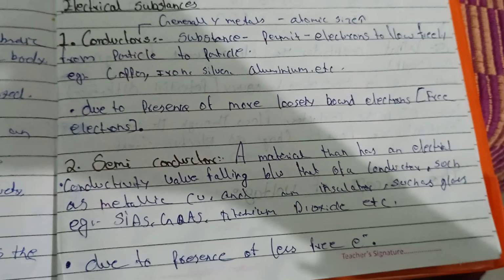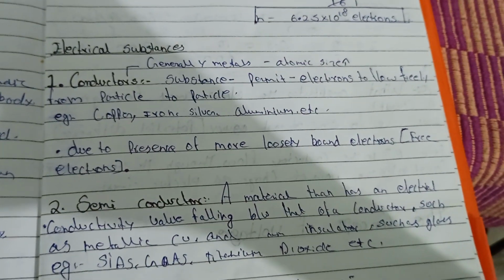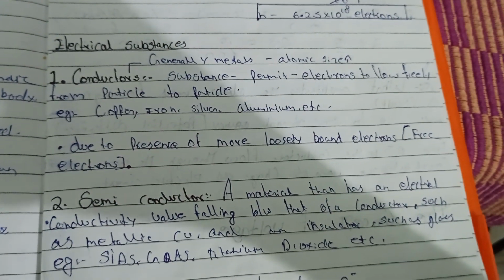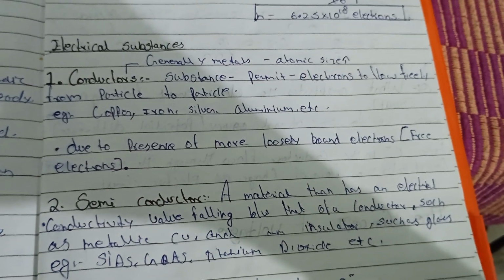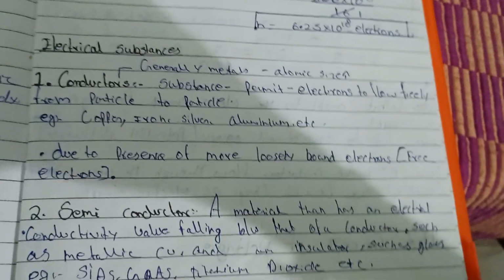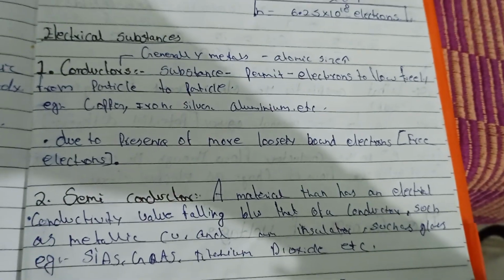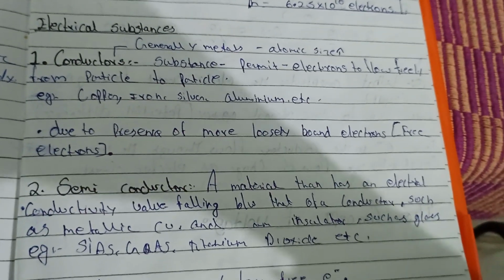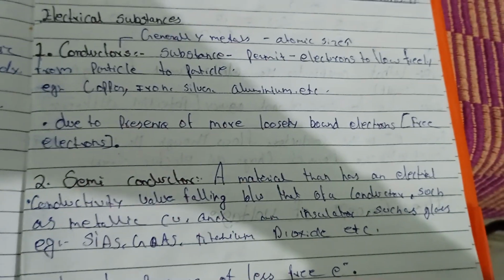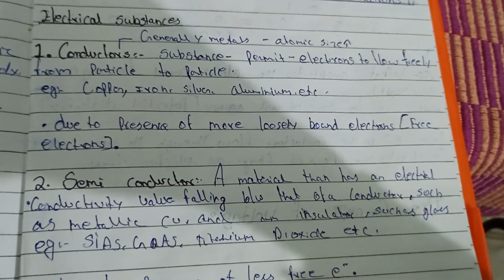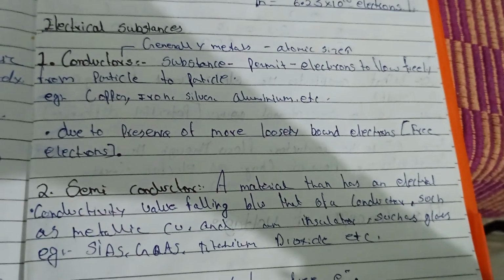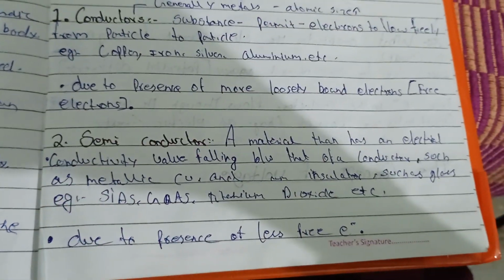Semiconductors are materials whose electrical conductivity value falls between that of a conductor, such as metallic copper, and an insulator, such as glass, for example titanium dioxide, etc. Due to the presence of fewer free electrons, they can conduct electricity partially.